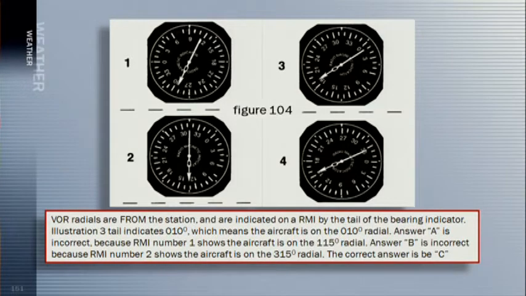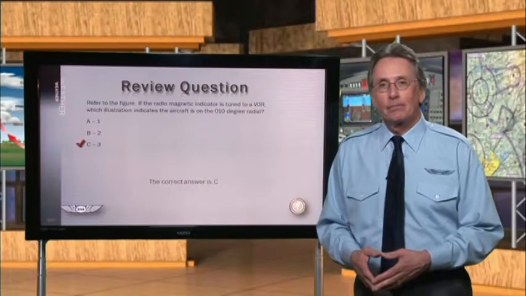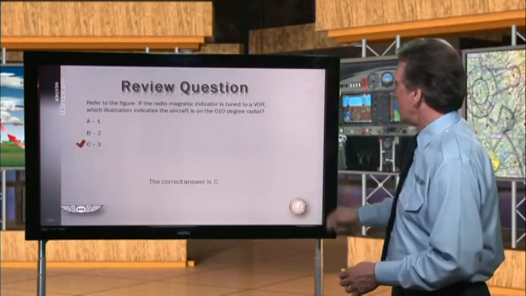Answer A is incorrect because RMI number 1 shows the aircraft is on the 115-degree radial. Answer B is also incorrect because RMI number 2 shows the aircraft is on the 315-degree radial. Of course, we go back to our question. The correct answer is C. All right, there you have it. Let's move to a new topic.